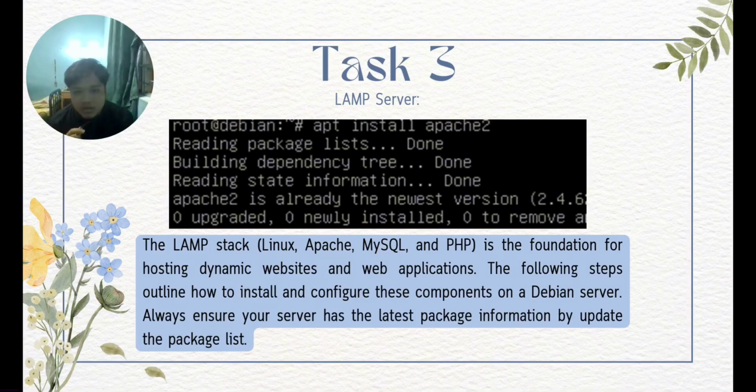So, first of all, put the command apt install apache2. The LAMP stack, Linux, Apache, MySQL and PHP, is the foundation for hosting dynamic websites and web applications. The following steps outline how to install and configure these components on a Debian server. Always ensure your server has the latest package information by updating the package list.